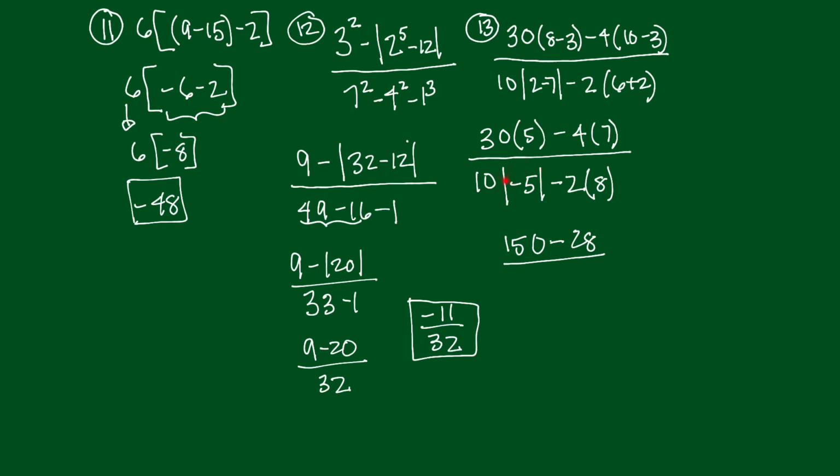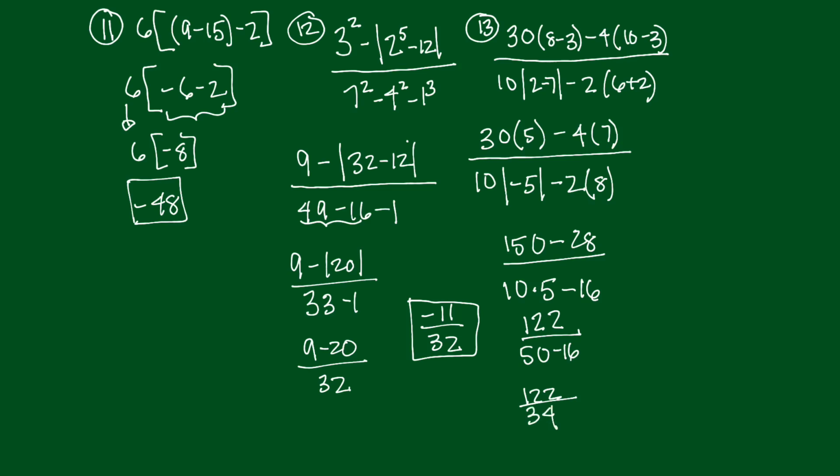now what is this right here? I've got 10 times that. That's absolute value of negative 5, which is 5. So I'm going to get 10 times 5, and then minus 2 times 8 is 16. Now in the top, that 150 minus 28, you've got a calculator, you can do that. That comes out to 122 divided by, now in the bottom here, we've got a 10 times 5, that's a 50, minus 16. All right, so let's take care of that one. About 122 over, now in the bottom, we get a 34.